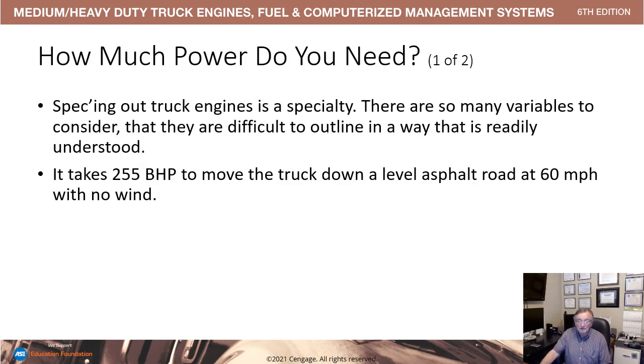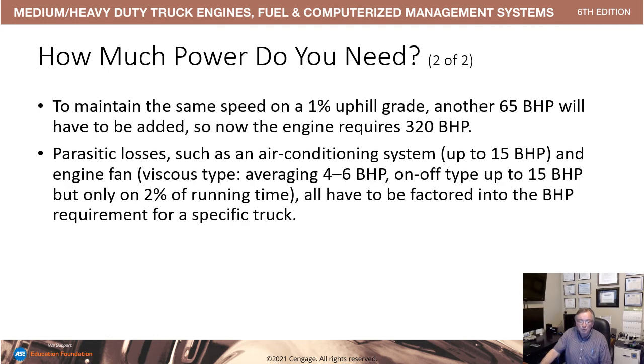How much power do you need? Speccing out a truck engine is a specialty. There are so many variables to consider that they're difficult to outline in a way that is readily understood. It takes about 255 brake horsepower to move a truck down a level asphalt road at 60 miles per hour with no wind. As soon as we add a 1% uphill grade, we need another 65 brake horsepower, and so now the engine requires 320 brake horsepower.